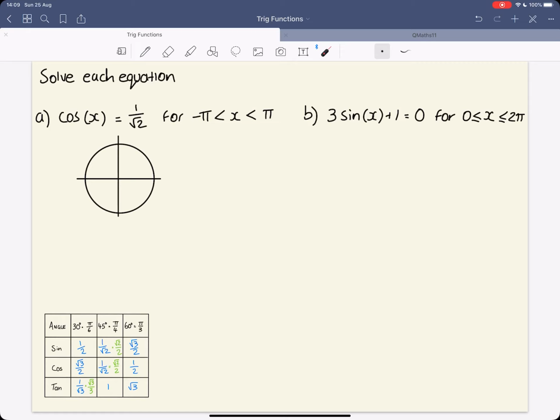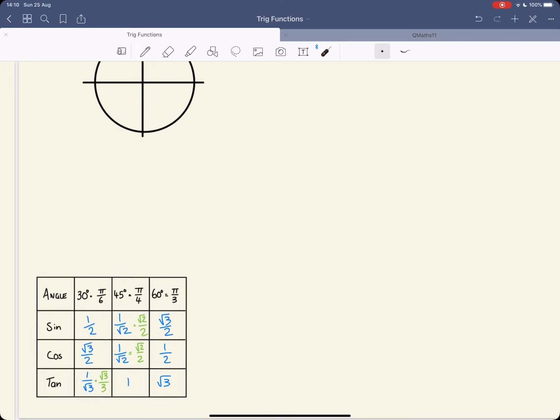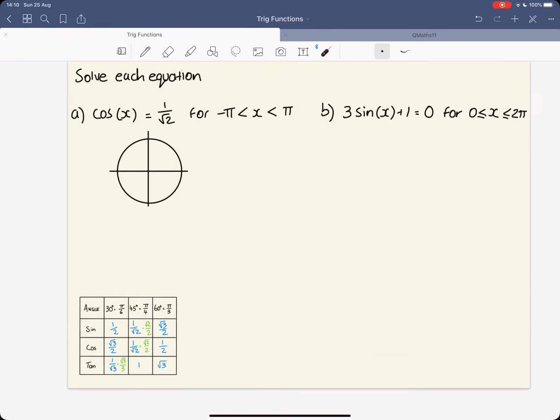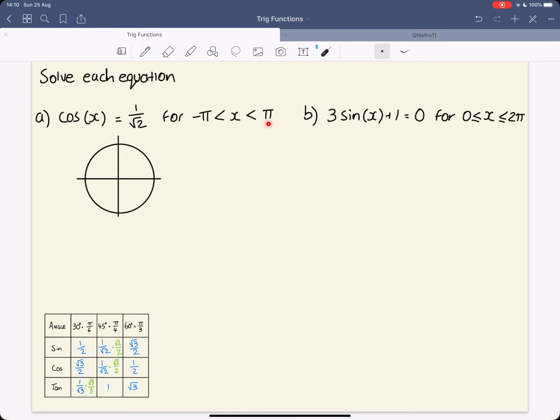Now I can immediately go to my table and identify that the cosine, let's zoom in here. The cosine of what angle gives me 1 on root 2? 45 degrees. But I'm not going to say 45 degrees. I'm going to work in radians. Pi on 4 radians, because our parameters were given in terms of pi. So pi on 4 or 45 degrees, but let's stick with pi on 4. So let's draw an angle of pi on 4, and I know it's roughly there, and we'll write that as pi on 4.